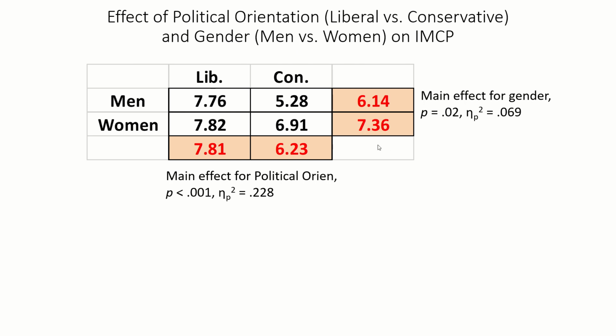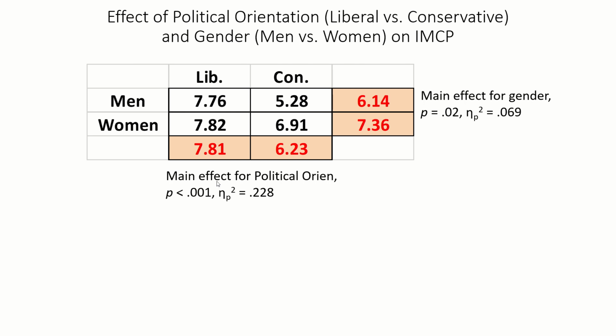So we have a significant main effect of gender, significant main effect of political orientation. Now we turn to the question of whether the gender difference that we're finding between men and women is going to replicate for both liberals and conservatives. So is the simple effect of gender going to be significant for liberals? Is the simple effect of gender going to be significant for conservatives?